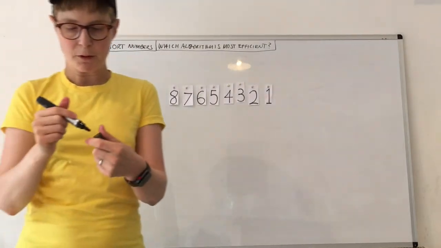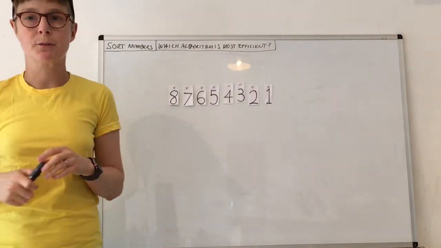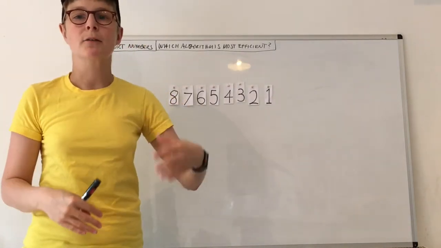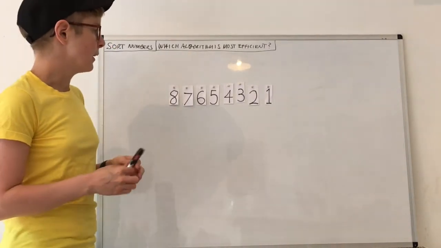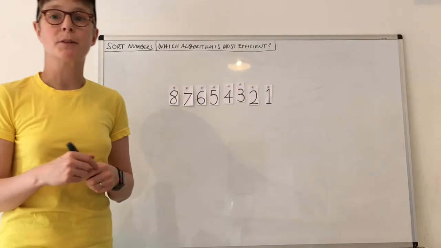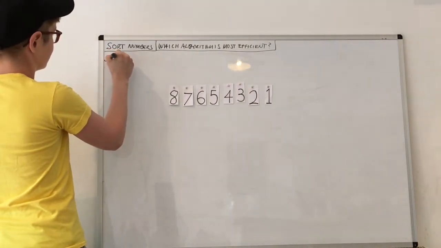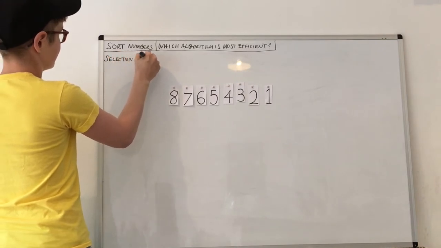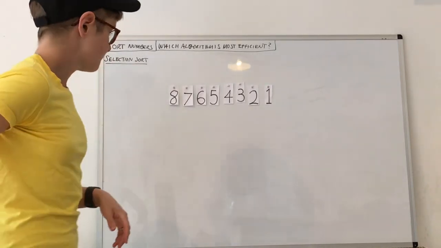Look at two different approaches that I might take and compare them to find which is the most efficient, and thus understand how to think about algorithmic efficiency. So the first approach that I'm going to describe is called selection sort. So let me show you how that works.